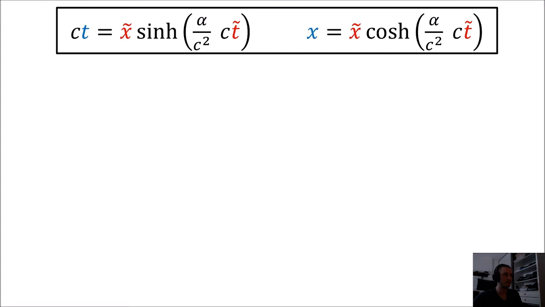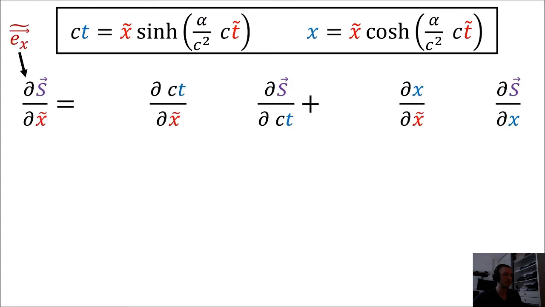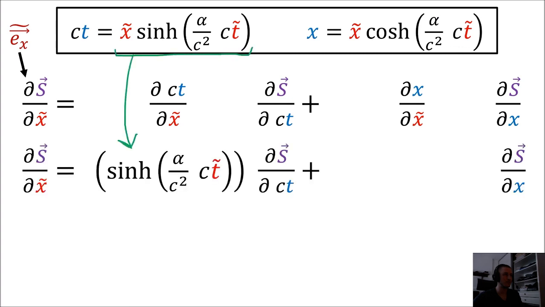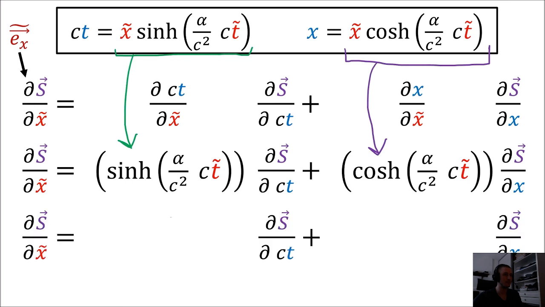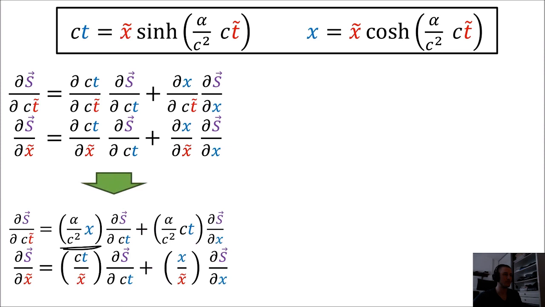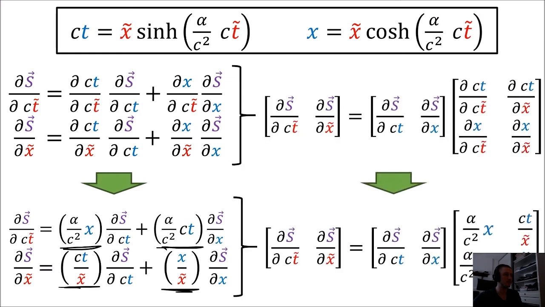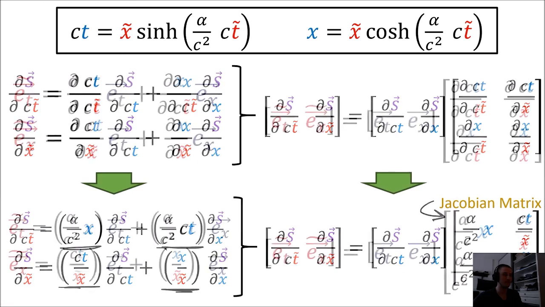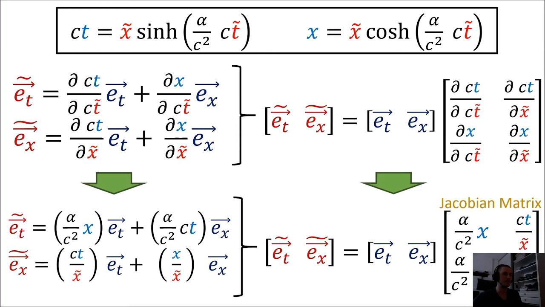We can also expand the Rindler x tilde basis vector using the multivariable chain rule. These derivatives with respect to x tilde are just the original formulas with the x tilde variable removed. And we can also write these coefficients as ct over x tilde and x over x tilde. So we found all the coefficients in these multivariable chain rule formulas for converting between the standard spacetime basis and the Rindler spacetime basis. Writing these formulas in array notation, this also means we found the coefficients of the Jacobian matrix. We can also rewrite all these formulas using the standard basis vector notation instead of the partial derivative notation for basis vectors.